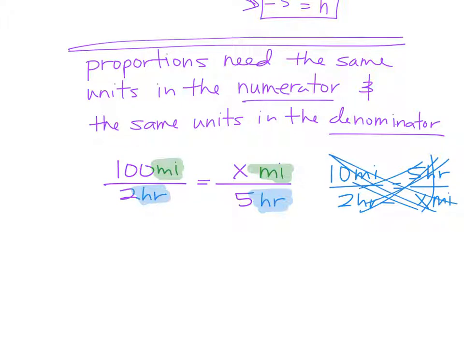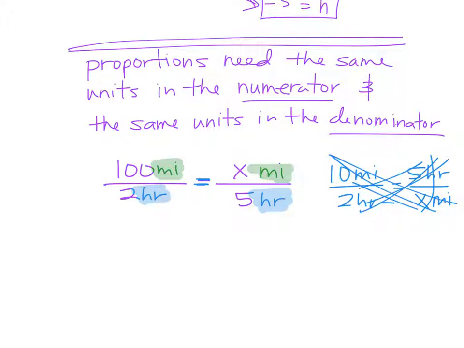You may not put miles diagonal from miles, but remember, you're used to doing miles diagonal from miles when we're trying to cancel them out. With proportions, we're not trying to cancel them out. We're setting them equal to each other. So in order for them to be equal, their units have to match up. Everyone with me on that?